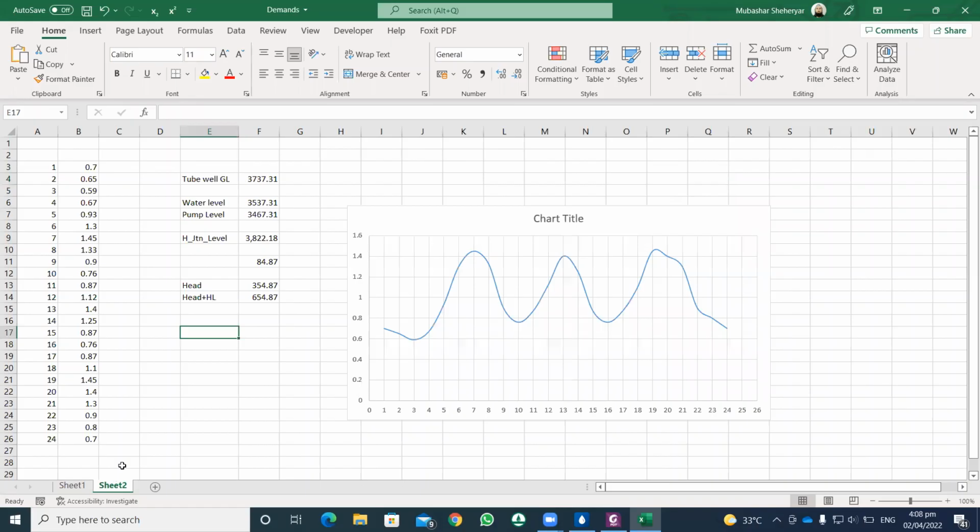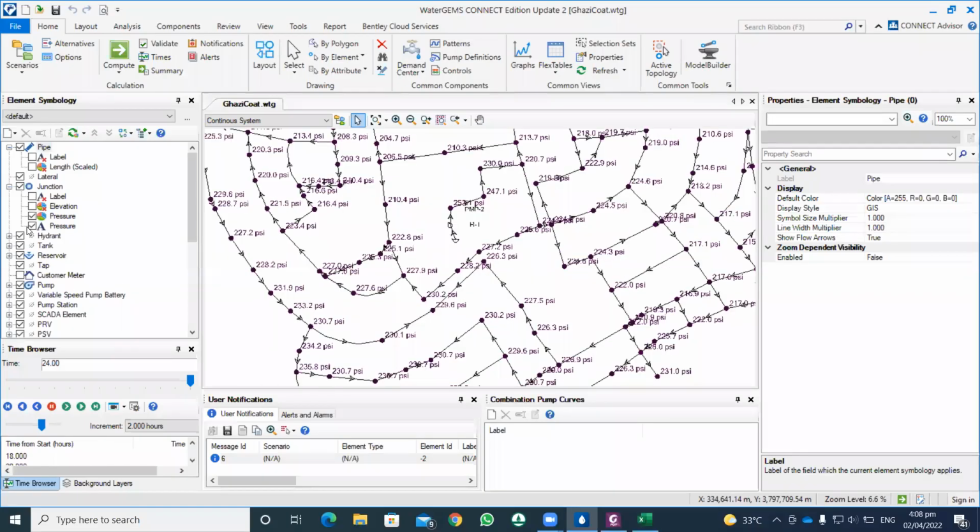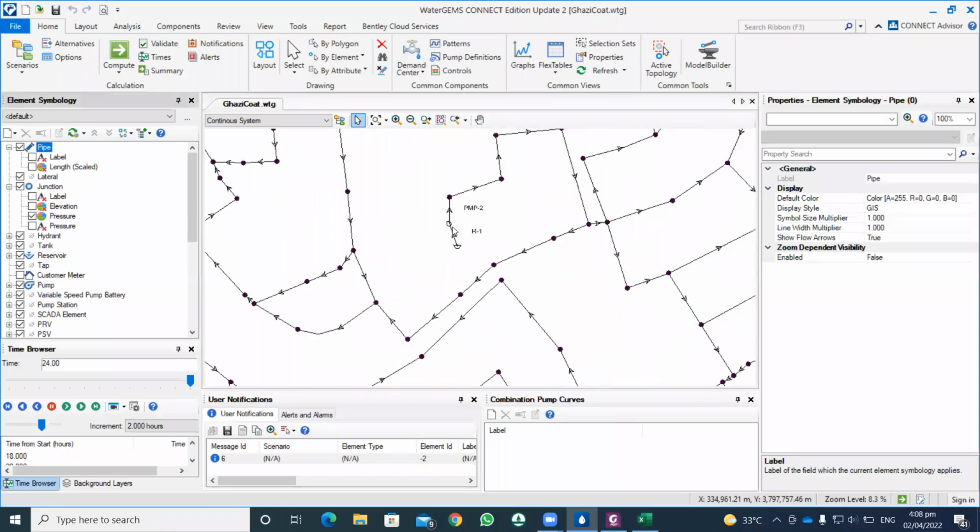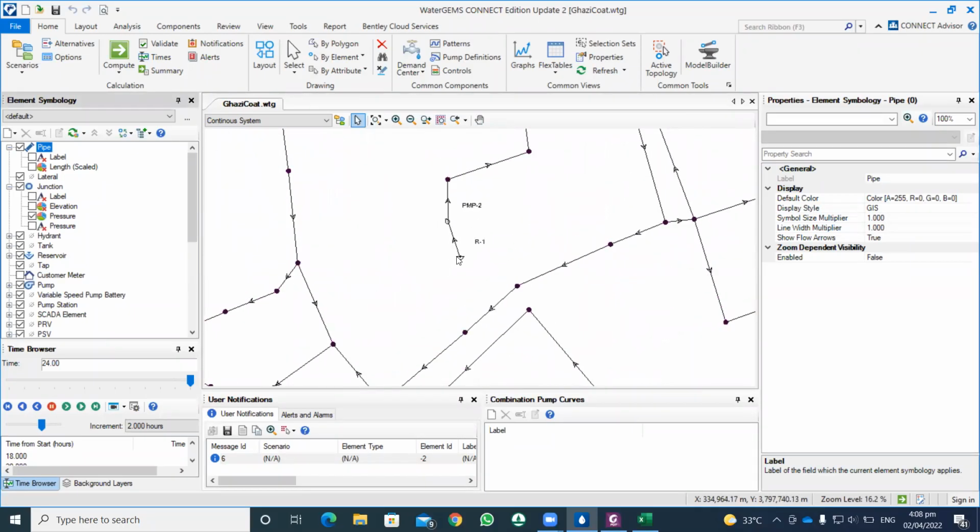What I did in the previous class, I took some demand patterns. I assumed that according to our region, demands are mostly high from 5 to 8, and similarly from 10 to 15, and then 18 to some 22 hours. So based on that, I assumed some values, and then I calculated the elevation of the reservoir. I modeled a pump and a reservoir, and then connected the reservoir with the junction through the pump.